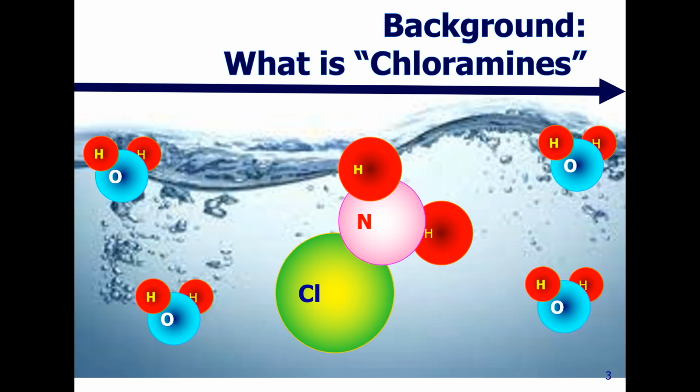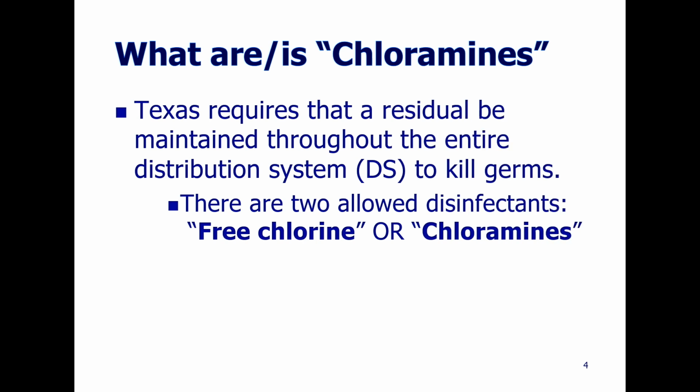So let's start. We say chloramines all the time, right? But what the heck does that mean? Chloramines are important because Texas requires every public water system to maintain a disinfectant residual throughout the entire distribution system. Does every state in the United States require that? Yes, no. No, about 23 states require that, but it's something that's being discussed at the EPA level right now.